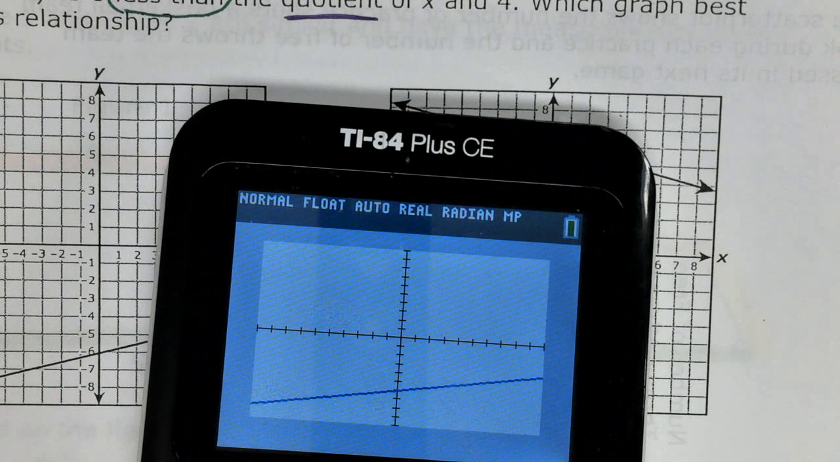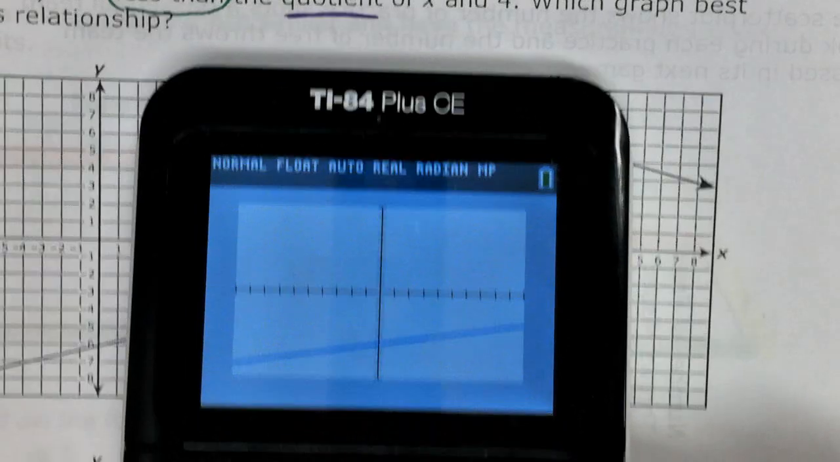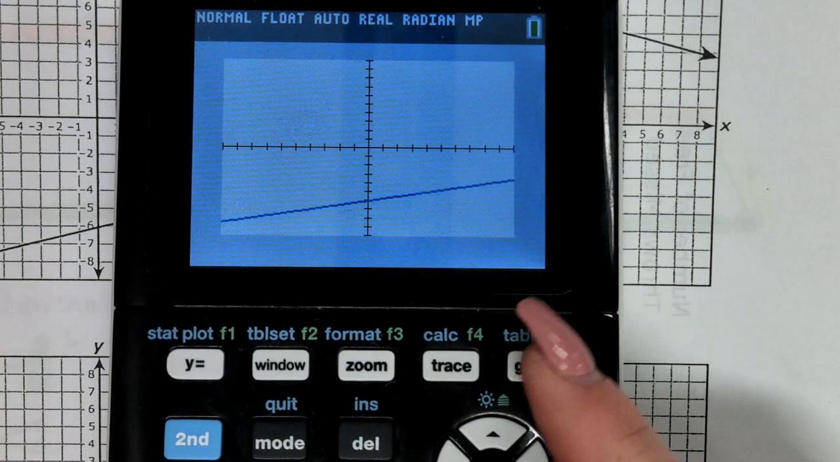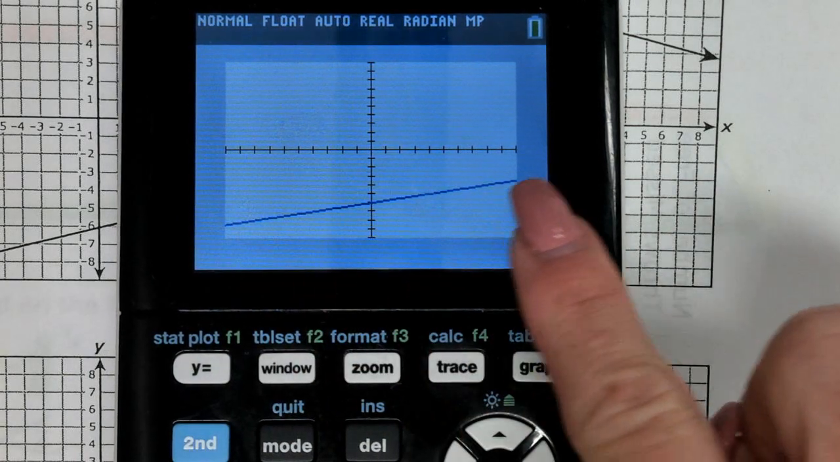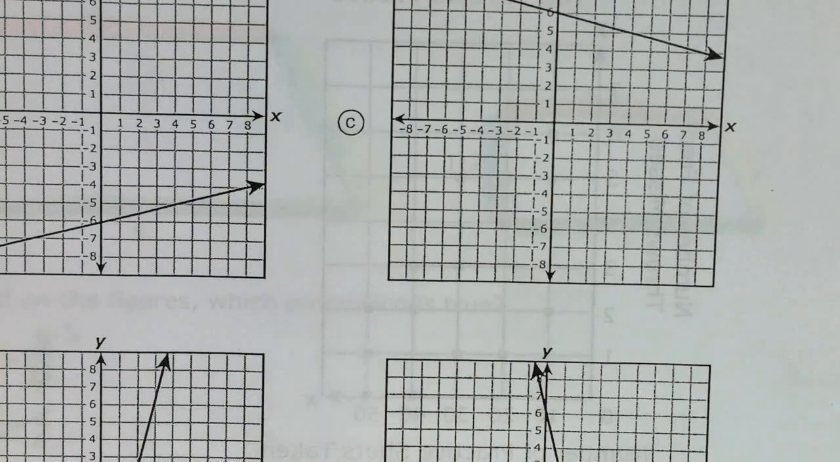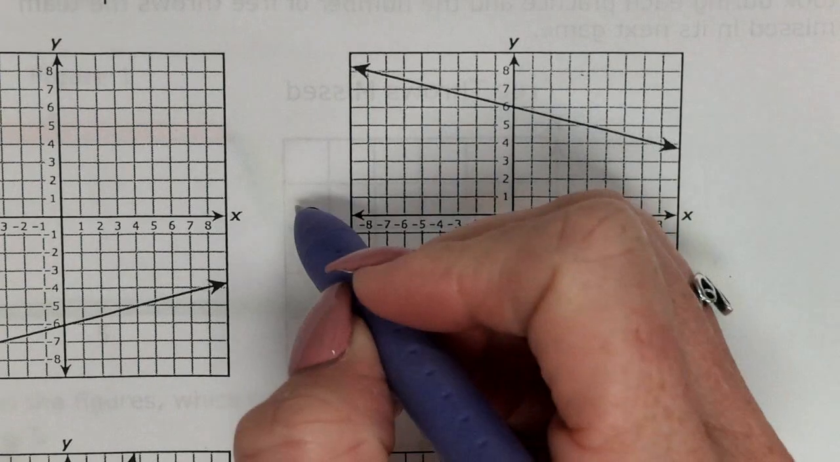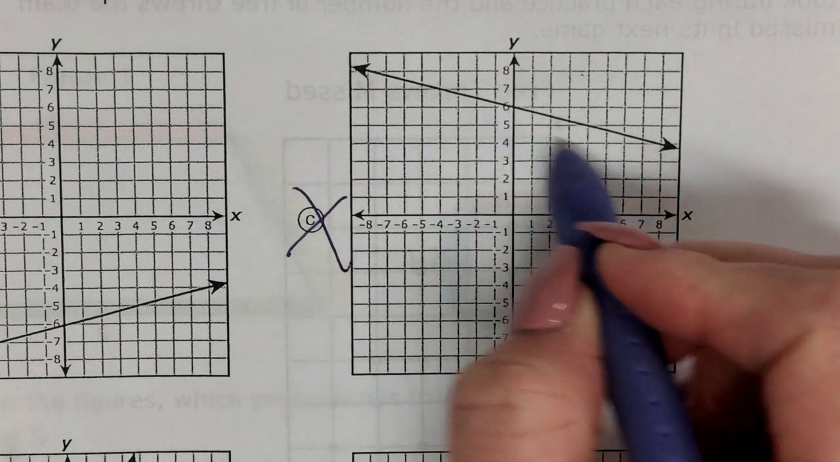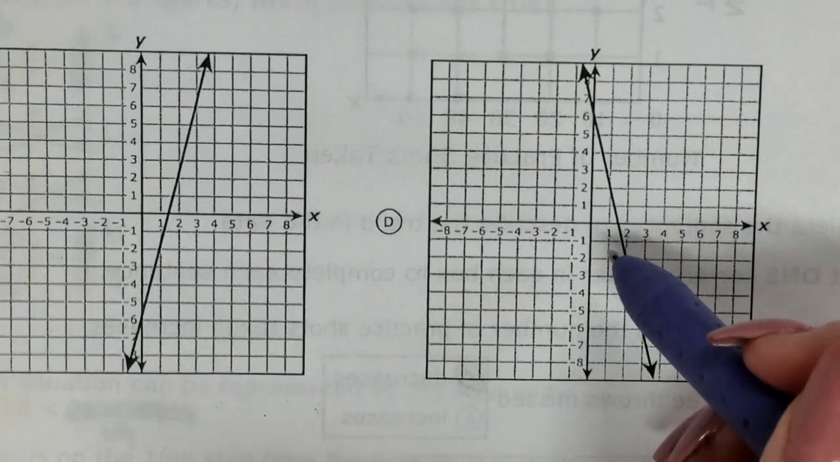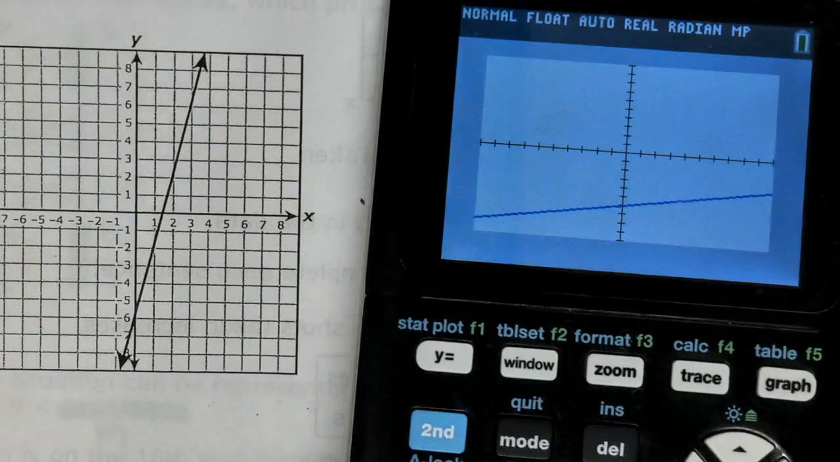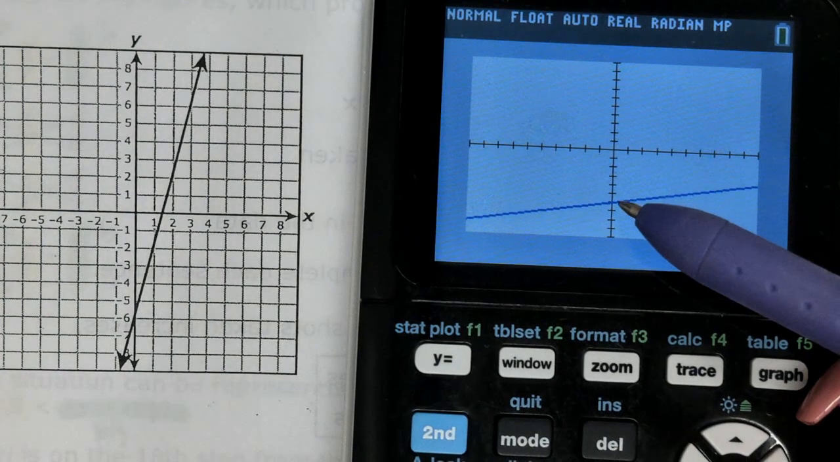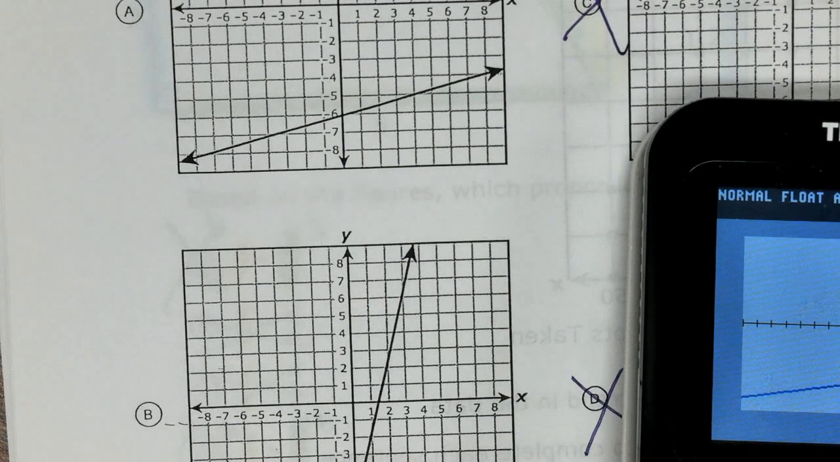But what is really going to help me is the table. Everybody see the table? Do we see that it's a positive slope going up? So I can automatically take off C because what kind of slope is this? Negative, and can I automatically take off D? Yes. All right, the other thing I can kind of see is it looks like it's going through the y-axis near -6, but both of these are, so that doesn't really help me.